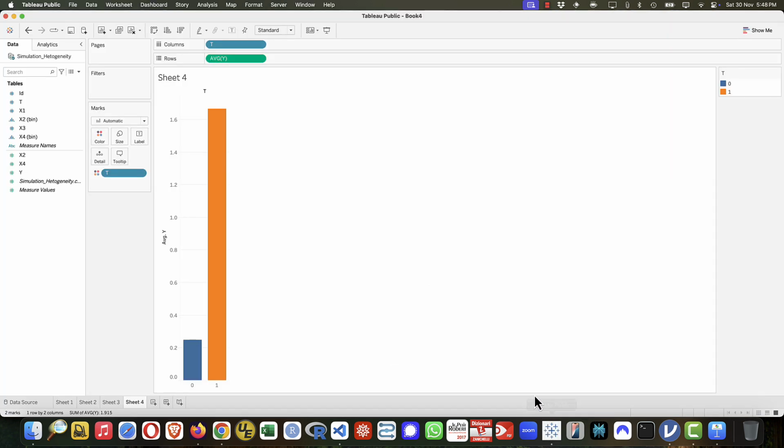Okay? Okay, so what does it mean to have heterogeneous treatment effects? It means that this increase from 0.24 to 166, which is about 141, if it is different for different values of any of the x's, then we have a heterogeneous treatment effect. Okay? So let's try. X1 was a binary variable. Okay? So let's put it here.